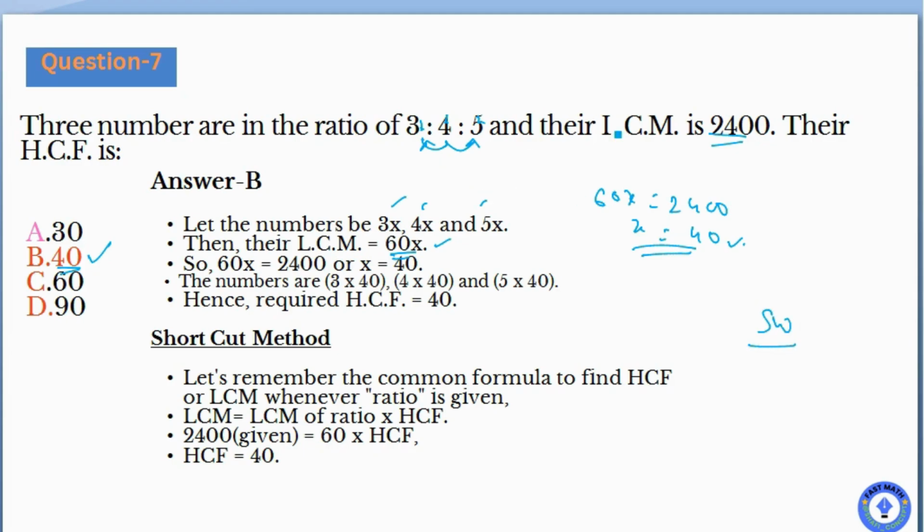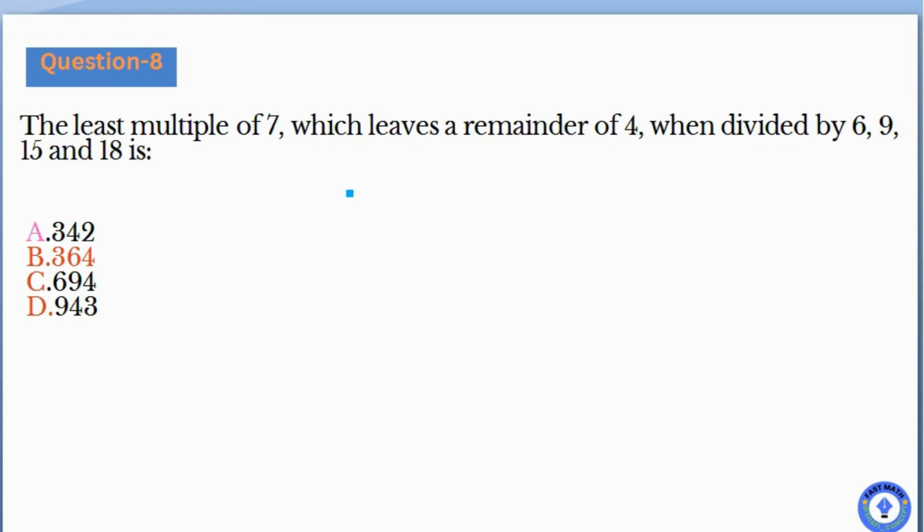Let's move to the shortest way. Whenever such a type of problem is given, the formula says that LCM is equivalent to the LCM of the ratio into the HCF. That means the LCM is already given as 2400. What is the LCM of these numbers in the ratio? 3 into 4 into 5, you take as 60, into HCF. What will be the HCF? HCF is 2400 divided by 60, that is 40. This is the shortest way of doing it. Next, move to the last question of this chapter.